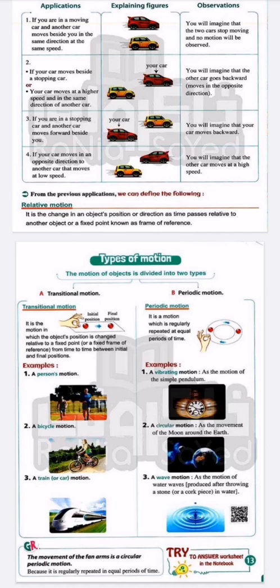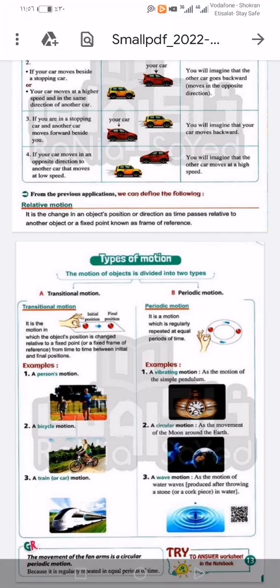It is a motion in which the object position is changed relative to a fixed point, a fixed frame of reference, from time to time between the initial position and the final position. So the object moves from the initial point to the final point, from point A to point B. That is called transitional motion.